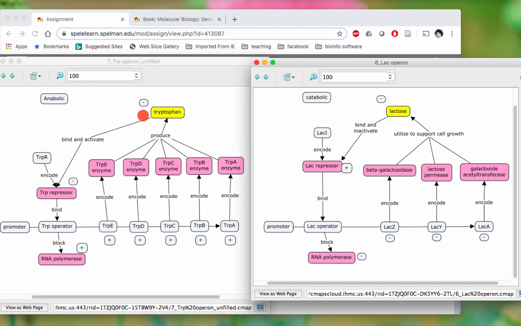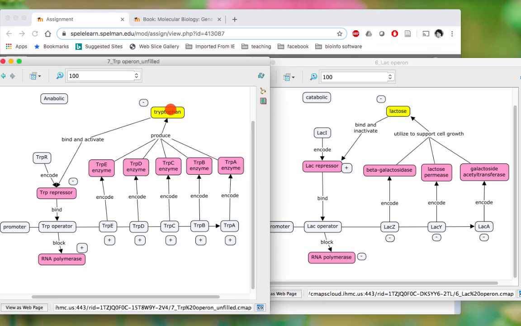So here we can see that this is a negative feedback loop. Less tryptophan is going to lead to production of more tryptophan. While this is a positive feedback loop. Lactose is going to lead to the production of enzymes that are capable of using lactose. And there's a reason for this.